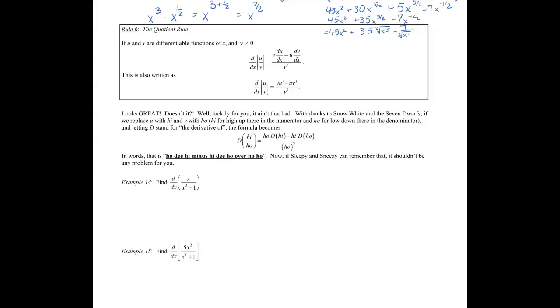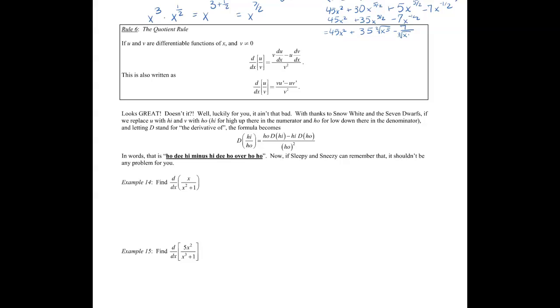It can also be written as this, which again is usually the one I prefer writing out: the derivative with respect to x of u divided by v is equal to v u primed minus u v primed all over v squared. So it looks great, doesn't it? Well, luckily for you, it's not as bad as it seems.